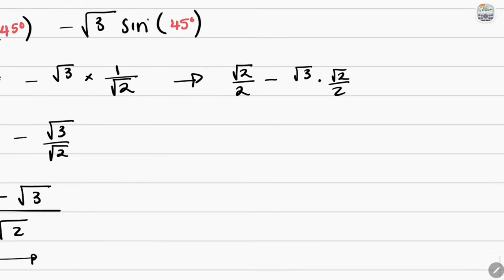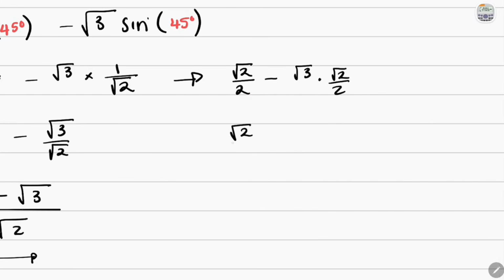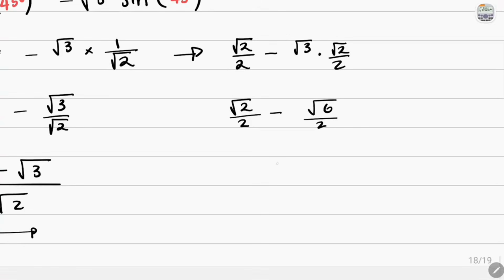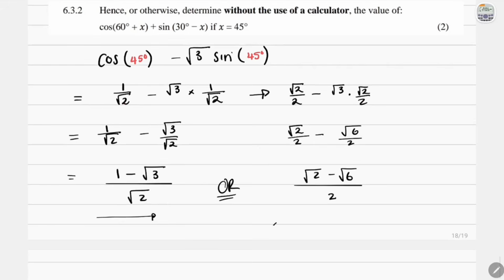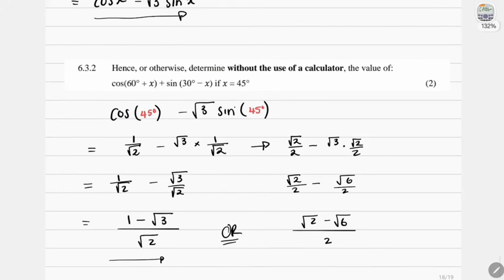If you use the calculator, however, it's going to be the square root of 2 over 2 minus the square root of 3 multiplied by root 2 over 2. When you're multiplying a square root with a square root, they just lie under the same radical. So it's just 3 multiplied by 2, which is the square root of 6, over 2. Written together over a common denominator of 2, it's root 2 minus the square root of 6. Both answers would be valid. This one is completely without a calculator, and this is with a calculator when substituting cos 45 degrees and sine 45 degrees, and that is our answer.